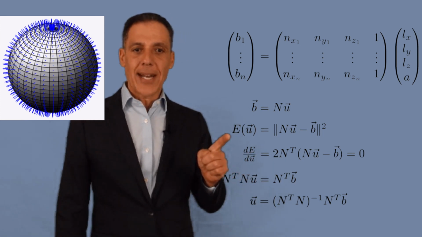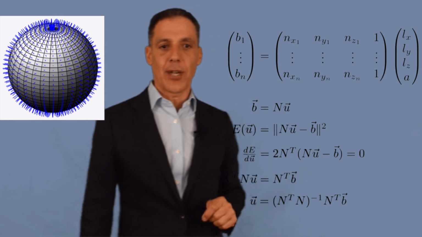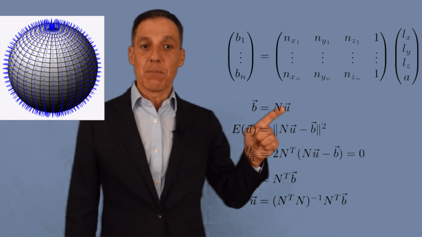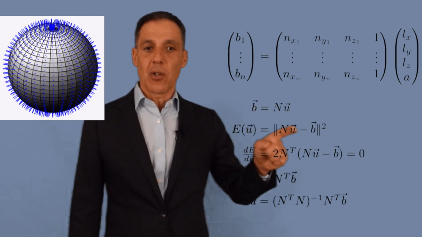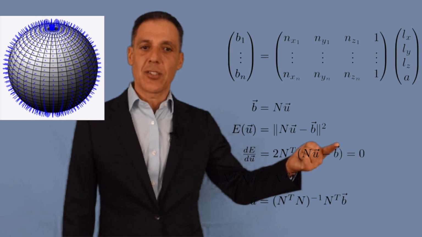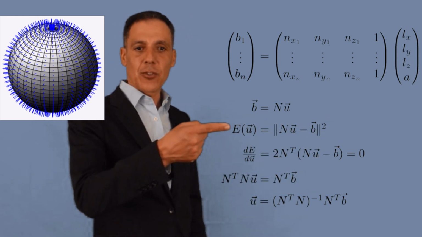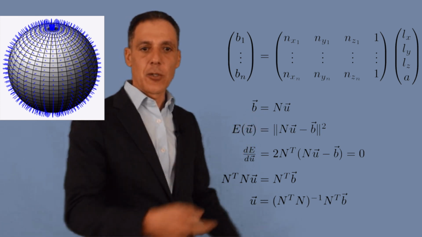So I'm going to write a quadratic error function in the unknown u, which of course is my 4 lighting parameters, which I want to minimize. I want to find the u such that when I multiply N by it and subtract it from b, it is minimal. I'm going to make that quadratic because that's easy to solve in closed form. This is a paraboloid, of course. I'm going to differentiate that with respect to u.